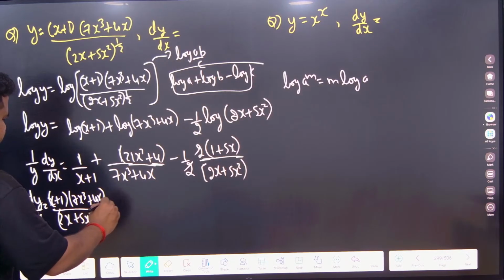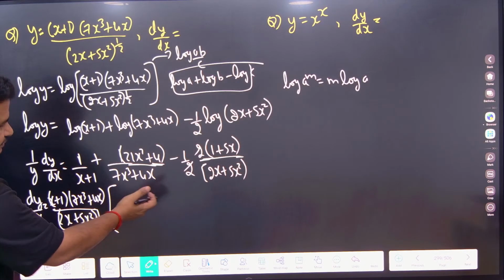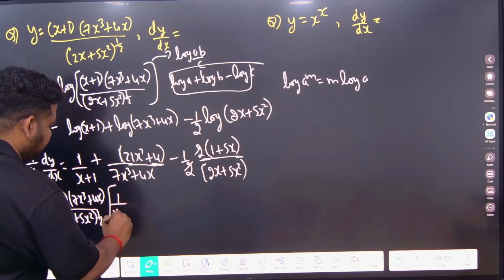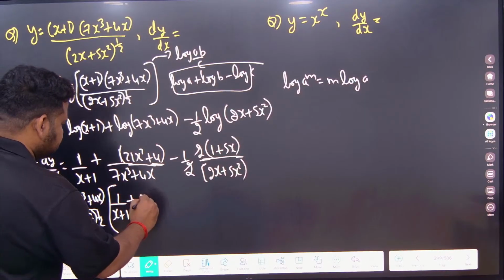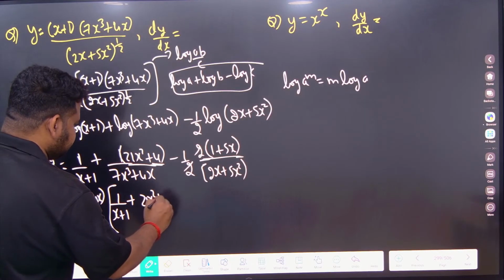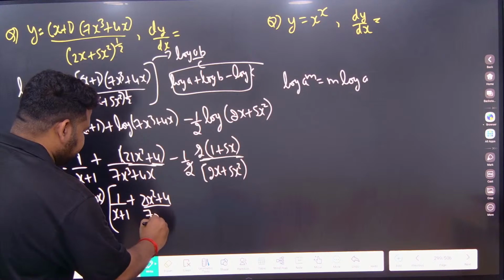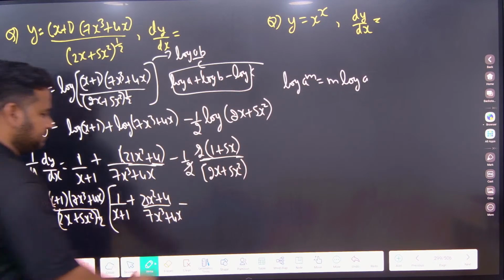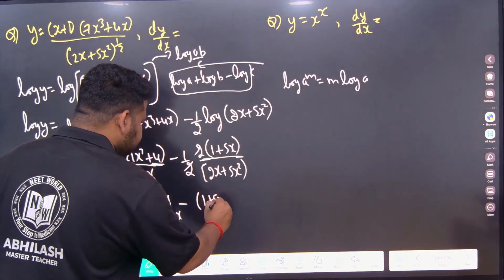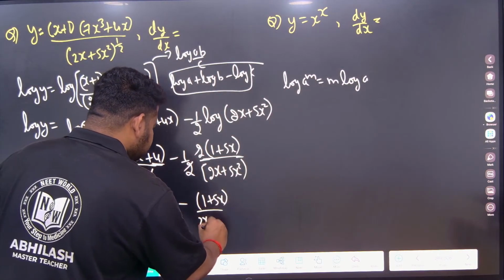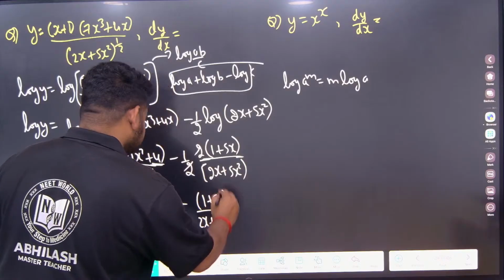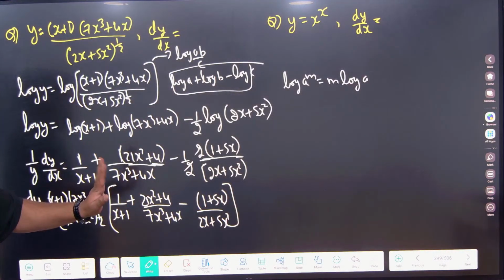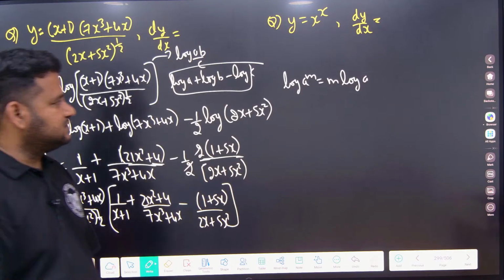Okay. So the entire thing we have written on the RHS, under one single bracket, I will have 1 by x plus 1 plus 21x square plus 4 by 7x cube plus 4x, minus, the 2 cancels, 1 plus 5x divided by 2x plus 5x square, that is all. Simplified, this is the way you keep it till here. Okay, this is the final answer, friends.